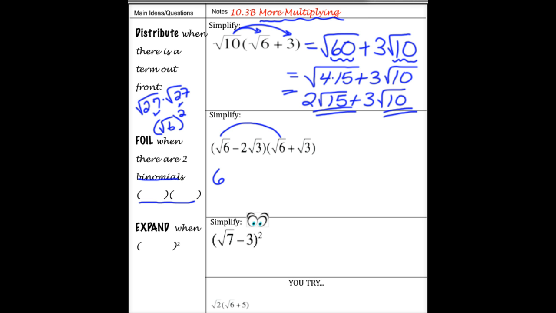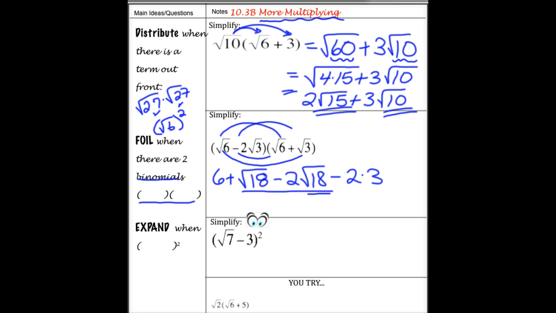On the outsides of the binomials, I've got root 6 times root 3. They're both under the root, so I get plus root 18. On the insides, I'm going to get a minus 2 root 18. And on my lasts, I get a minus 2, and then again, I've got that root 3 times root 3, which is just 3. So I'm really just FOILing: first, outside, inside, lasts.